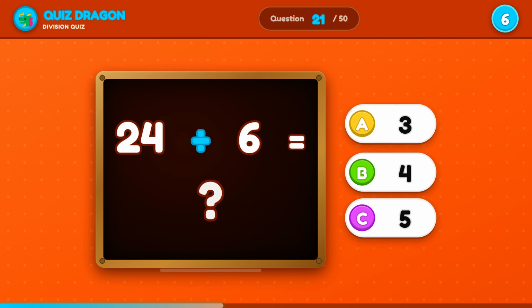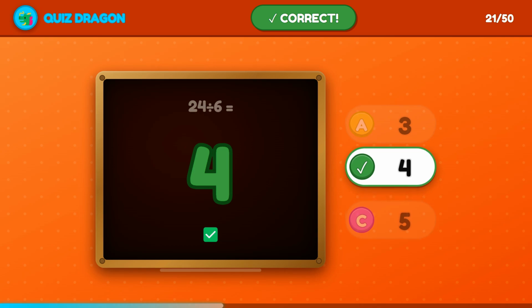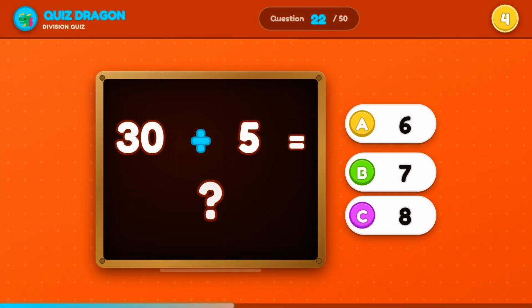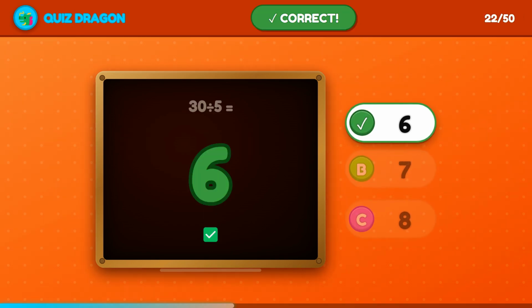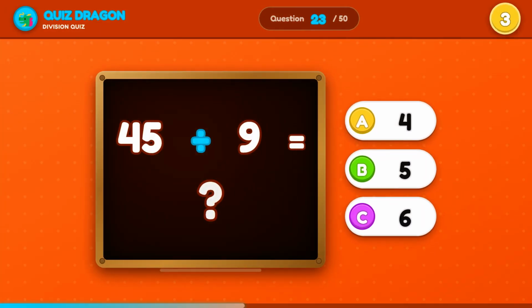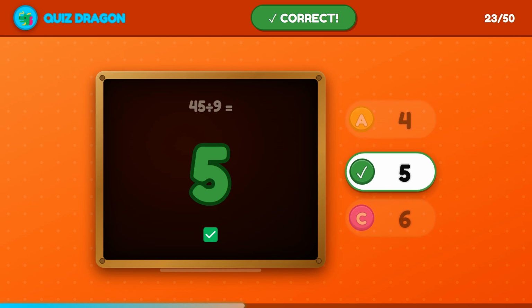Halfway there. Question 21. What is 24 divided by 6? The correct answer is B, 4. Question 22. What is 30 divided by 5? The correct answer is A, 6. Question 23. What is 45 divided by 9? The correct answer is B, 5.